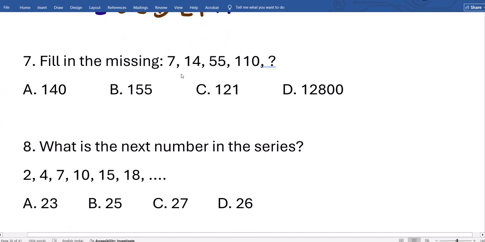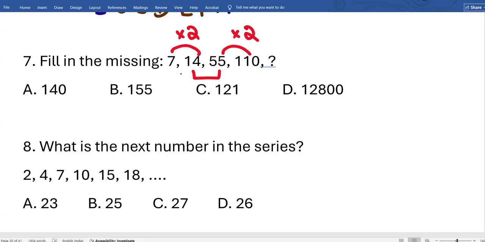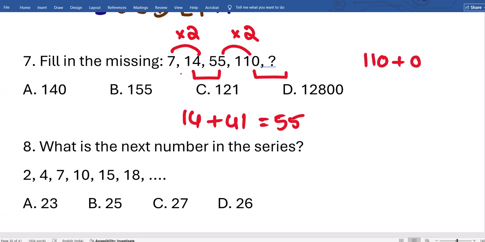Seventh one, 7 double is 14, agreed. 55 double is 110, agreed. But what's the link between these? 14 plus the reverse of that. 14 reversed, writing 41, will give 55. 110 reversed will give 011, that is 11, giving 121.